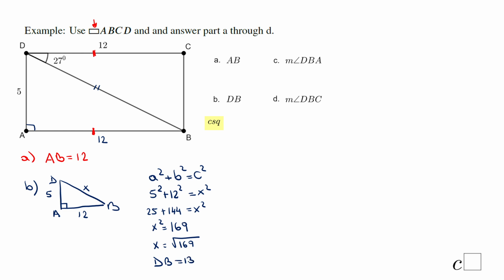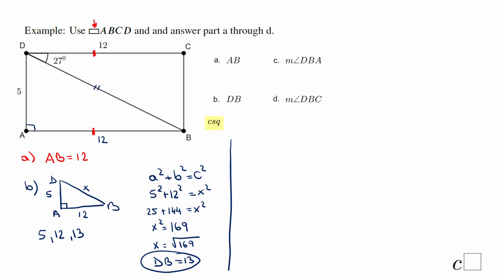DB will be 13. It's good if you remember this Pythagorean triple. 5, 12, 13 is one that I do remember, besides 3, 4, and 5. Okay, now let's go to parts C and D.